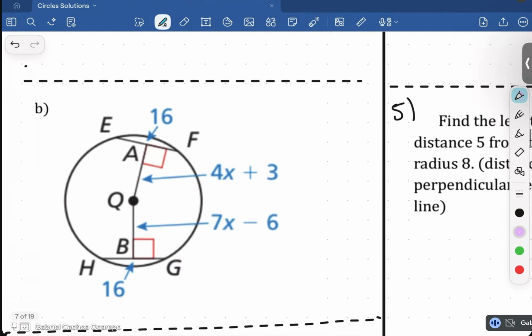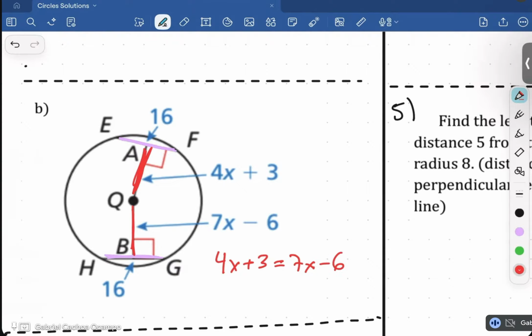Okay, now it is the same but a little bit more complicated. Because I have these same two chords being congruent, that means that these two lines are congruent to each other, no? O sea, this line is congruent to this line. In this case, I need to write an equation. My equation is 4x plus 3, this part, equals 7x minus 6.